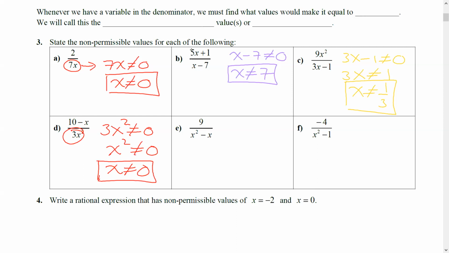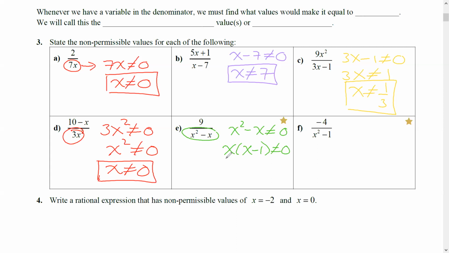Okay, E and F. These are my ones where I'm going to put a big star beside it. Bang, bang. Why? Because now look at this. X squared minus x. What I need to do here is factor. This is one of those reasons why we practiced this so much yesterday. We need to factor.